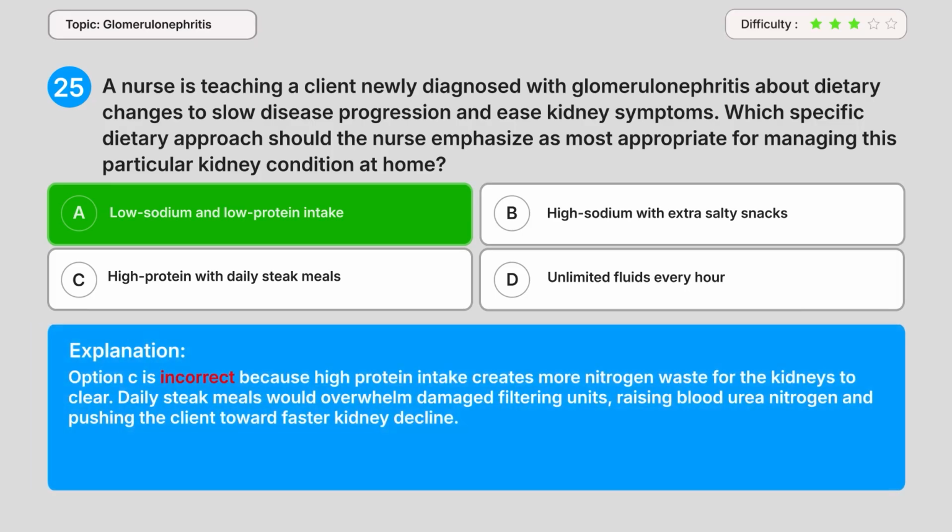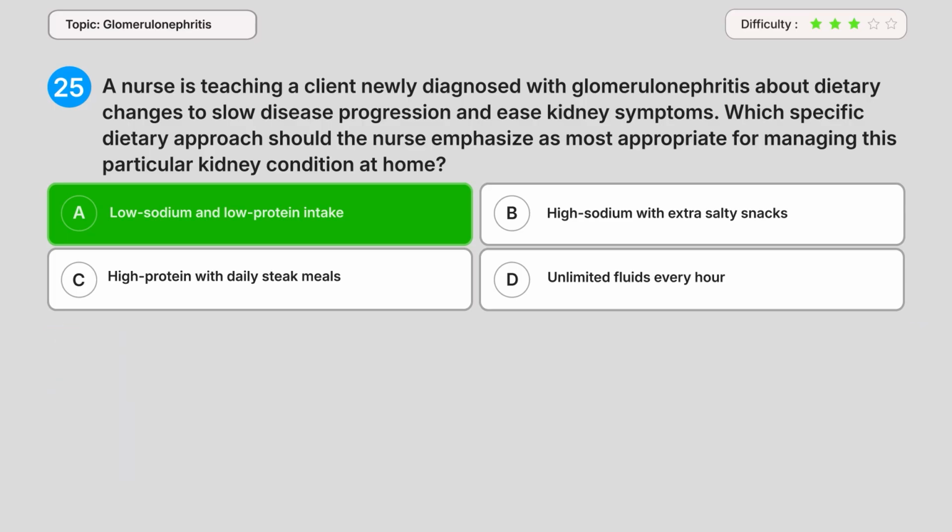Option C is incorrect because high protein intake creates more nitrogen waste for the kidneys to clear. Daily steak meals would overwhelm damaged filtering units, raising blood urea nitrogen and pushing the client toward faster kidney decline.